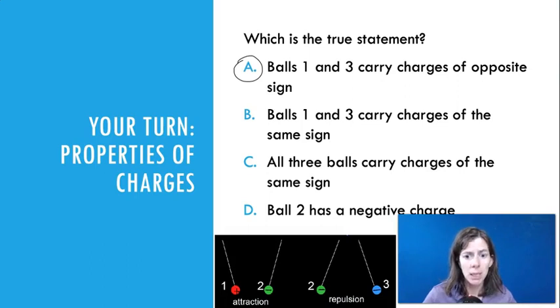Now, it could be that ball 1 had a negative charge, we don't know, but we can use the same logic. If ball 1 was negative, that means that ball 2 would be positive because opposites attract. And if ball 2 is positive, then ball 3 is positive because like charges repel. So no matter what the charge of ball 1, we still see that balls 1 and 3 have opposite signs for the charge.